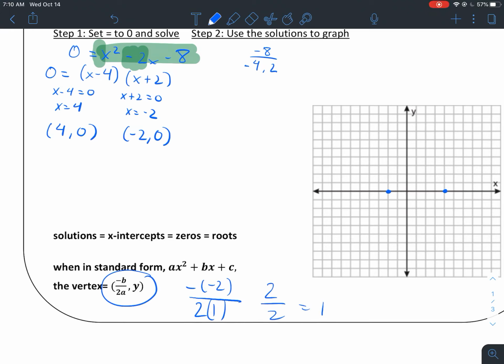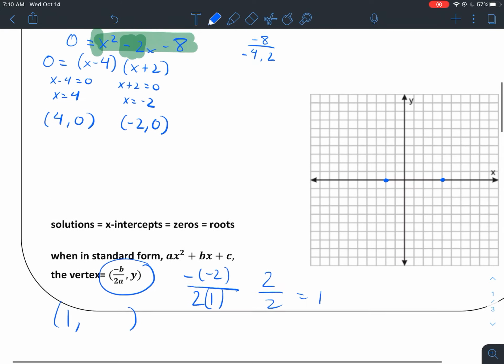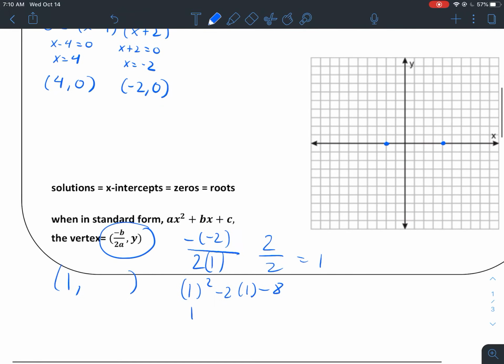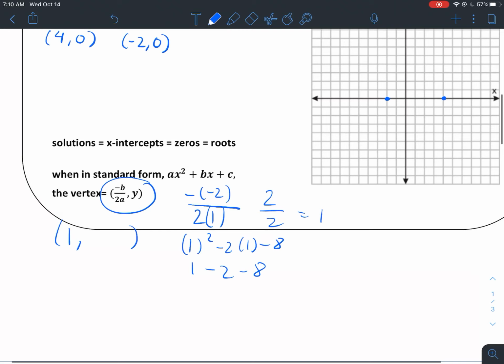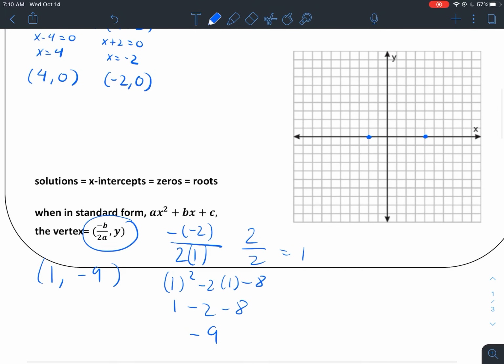Then we're going to plug this 1 in there. So this 1 is our x value, and now we've got to find the y value of our vertex. So we get 1 squared minus 2 times 1 minus 8. So we get 1 minus 2 minus 8, which is going to give us negative 9. Now we've got our vertex, which is (1, negative 9): 1, 2, 3, 4, 5, 6, 7, 8, 9. And we can go ahead and graph that parabola.